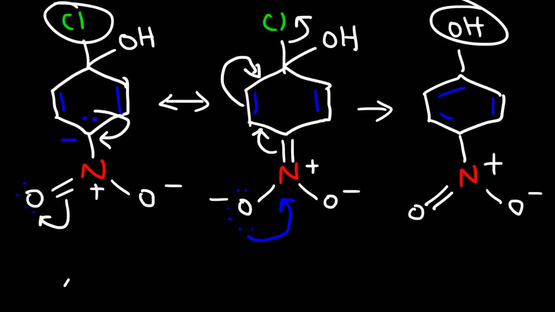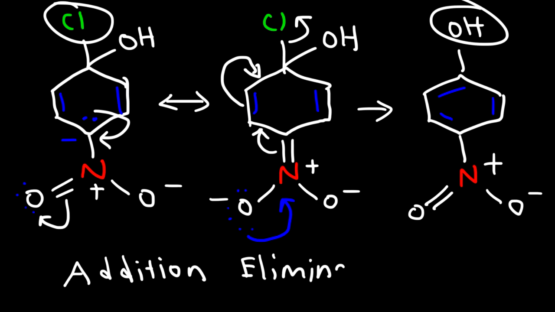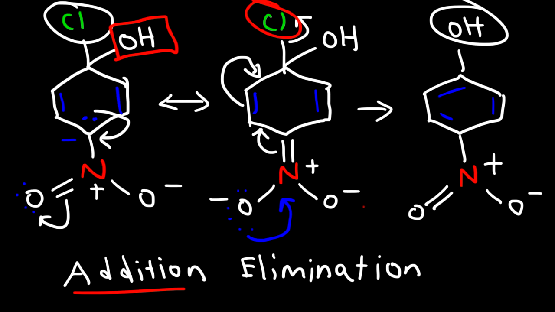Now these reactions are known as addition-elimination reactions. Now why do you think it's called that? In the first step, we added a nucleophile. So the hydroxide was added to the ring. So that's an addition step. And in the second step, we eliminated or removed the chloride leaving group. And so this mechanism is also known as the addition-elimination mechanism.